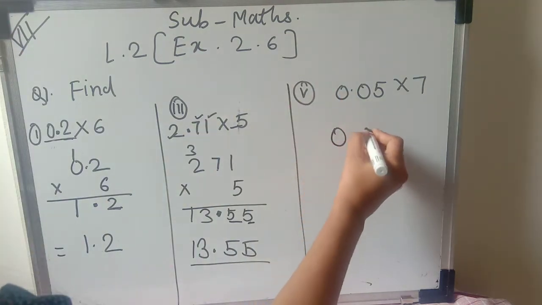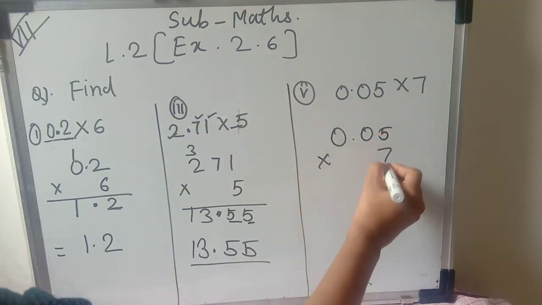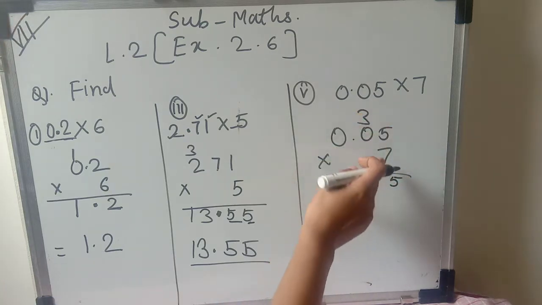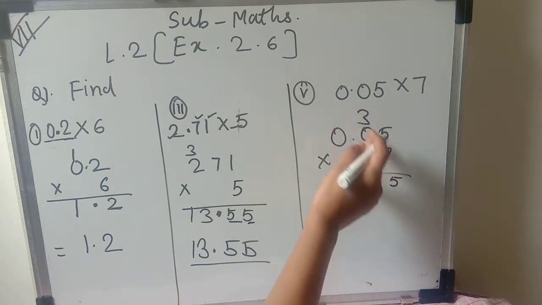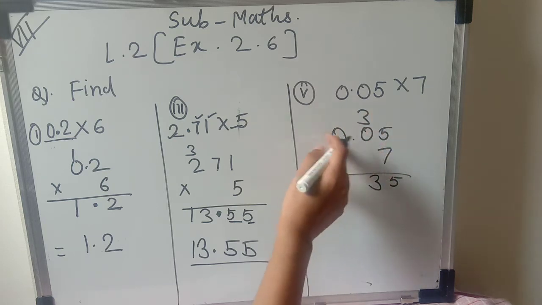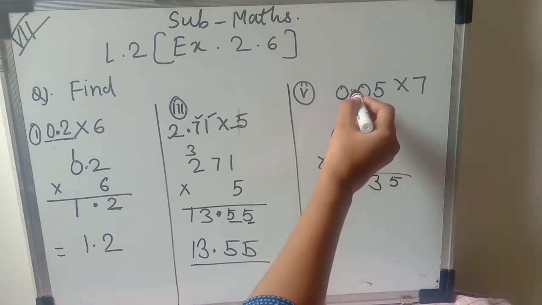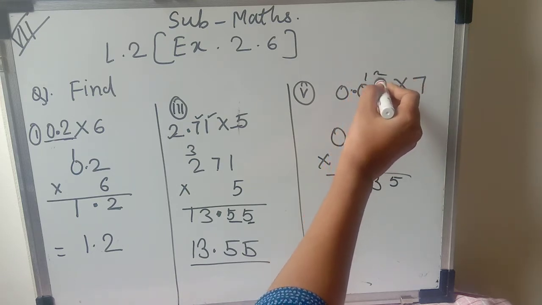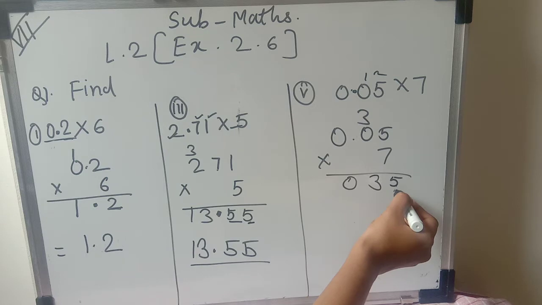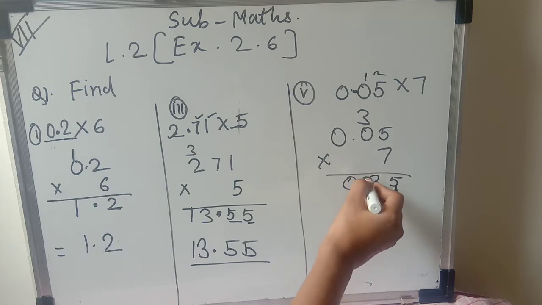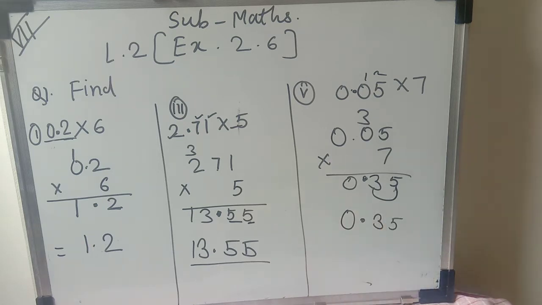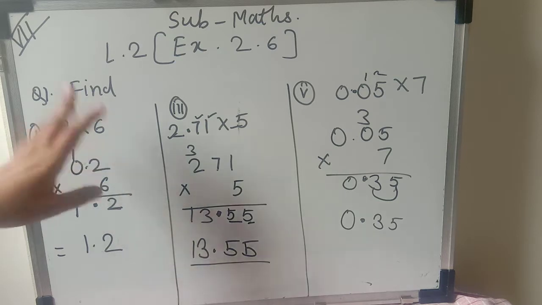Here, 0.05 multiplied by 7. 7 fives are 35, 3 we have to carry. 7 zeros are 0, 0 plus 3, 3. 7 zeros are 0. Here in the decimal number, after the decimal how many places are there? 1 and 2. So from the right side count the last digits, 1 and 2, and then put the decimal. So here we got the answer, that is 0.35. So this is the simple way to do the multiplication of a decimal number with a whole number.